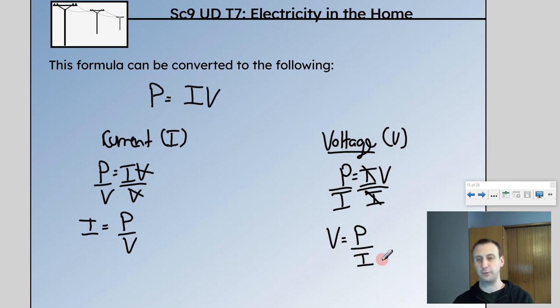So these formulas I'm going to have to be able to use as well. You won't be given these formulas because you can get them from this formula. So as long as you know this formula, you can get to these two. Just remember that power will always be on top. This will always stay on top. So when I'm finding current or voltage, power will be on top of the other thing that I'm not solving for.